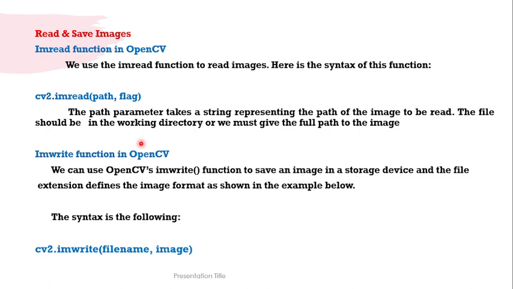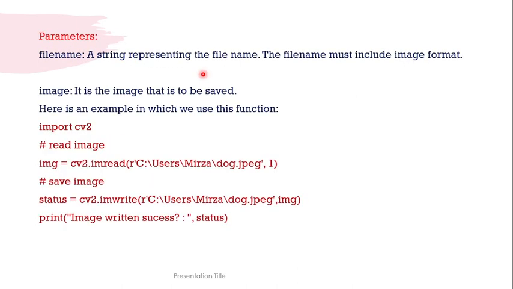And the imwrite function, where you can use OpenCV's imwrite function to save an image in a storage device. The file extension defines the image format, as shown in the example: cv2.imwrite(filename, image). Remember, OpenCV supports a lot of file formats like .jpeg, .bmp, .jpg and so on. Remember, some files are not supported. Video files can also be extended later. For the parameters: filename is a string representing the file name, and image is the image that is to be saved.